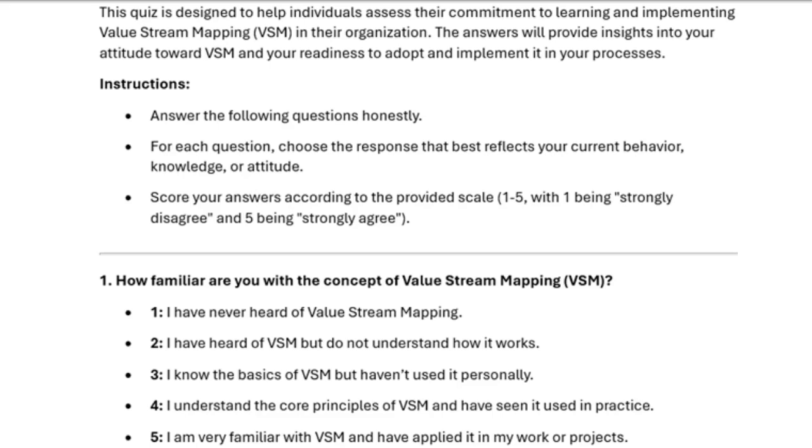I know the basics of VSM but haven't used it personally. I understand the core principles of VSM and have seen it used in practice. I am very familiar with VSM and have applied it in my work or projects.